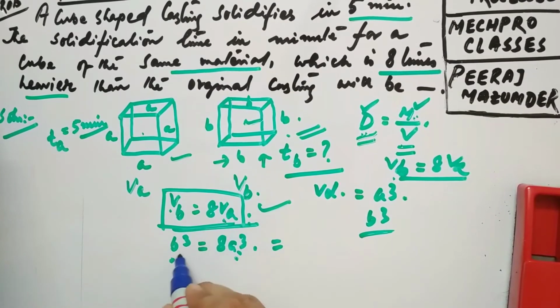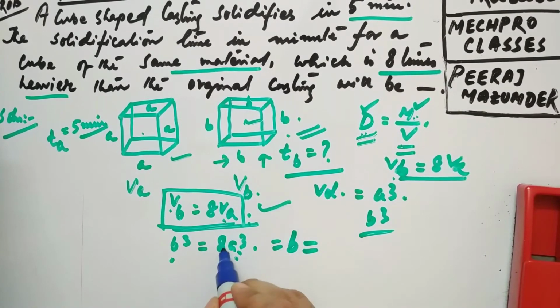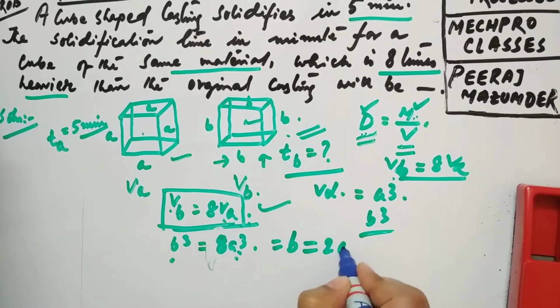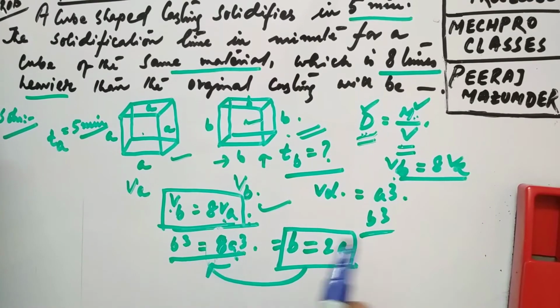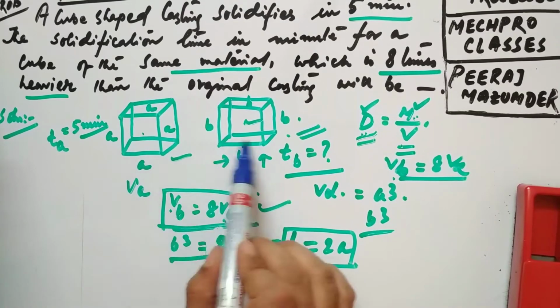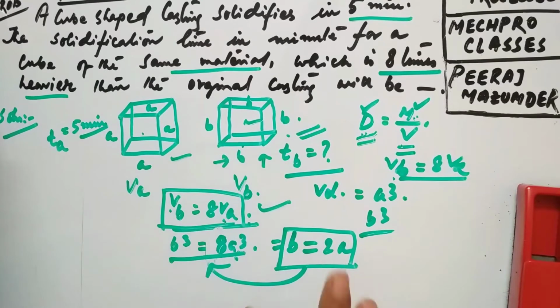Now, if you cancel out the cubes, what will you get? You can write simply B equal to the cube root of 8. Okay. So what will it give? It will give you 2A. I think you all understand how it came from here. Okay. So we are getting a relation between the sides. The relation between the sides is not given over here. That's why you have to find the sides.